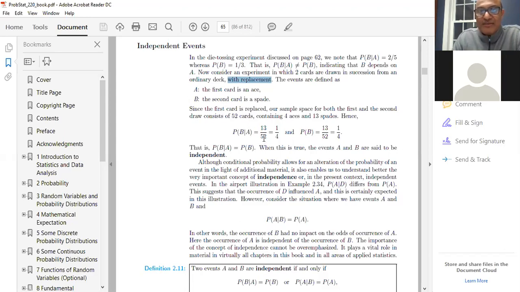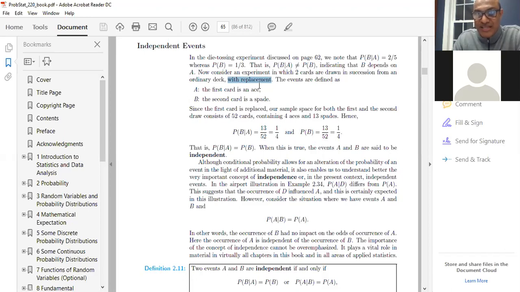That is the denominator. Then A intersection B, what is A intersection B? The second card is a spade. 13 spades are there out of 52. So it is 1/4. And you can see over here, probability of B given A is equal to probability of B. This is 1/4 and 1/4.